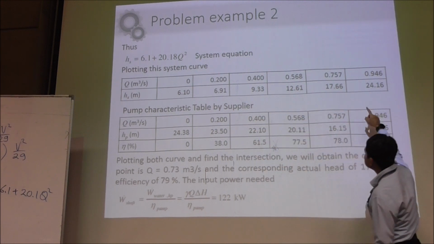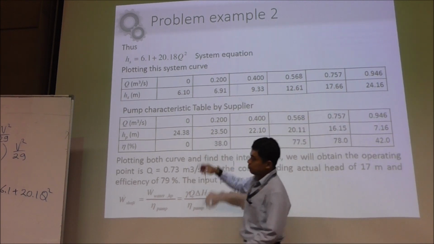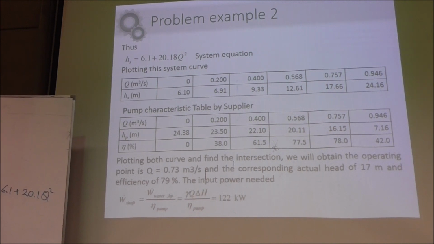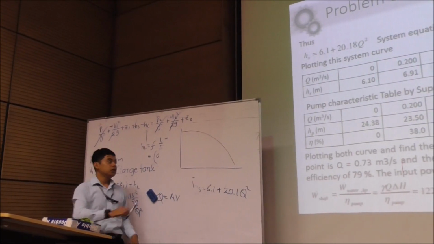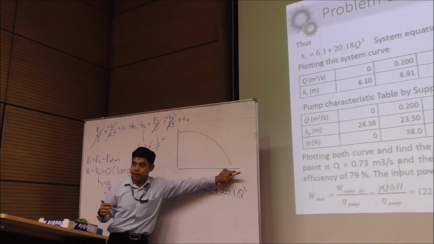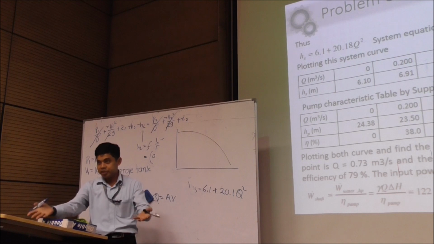Now, if you realize from the plotting, the pump always has this curve. When you have high flow rate, you will have low pressure. When you have high pressure, you have low flow rate. But for the system, if you want to have high flow rate, you need to give them a lot of pressure.